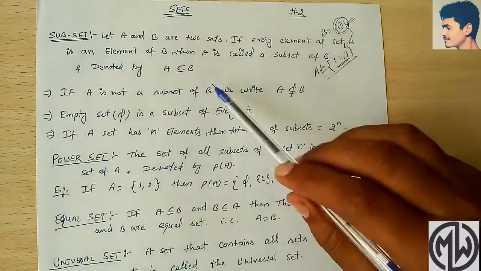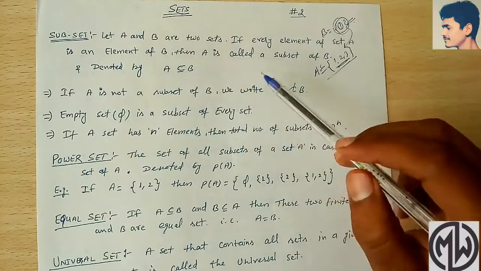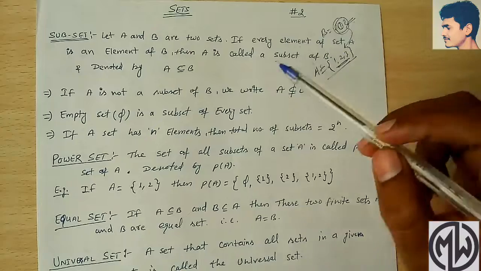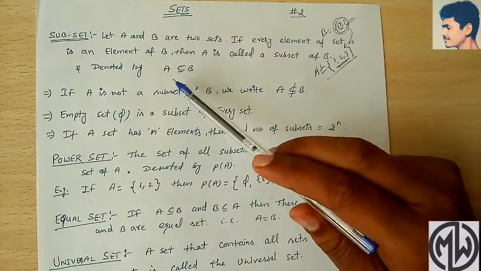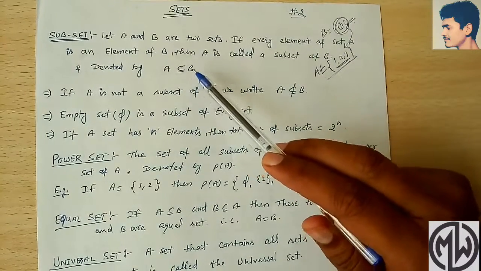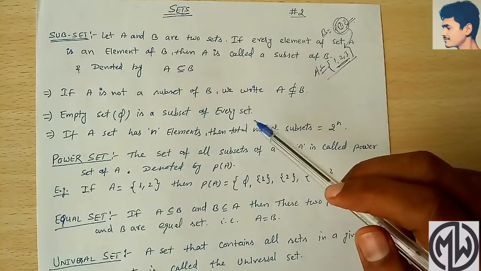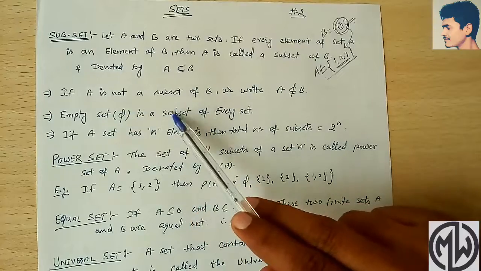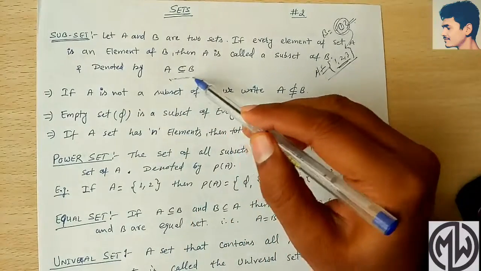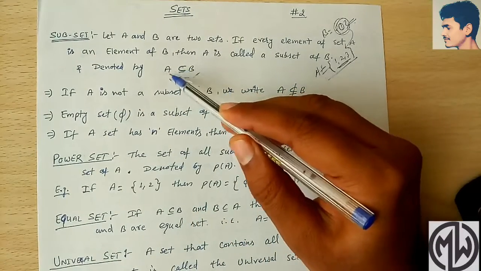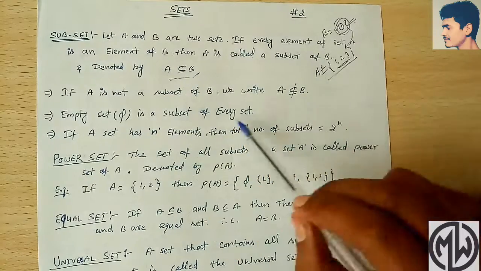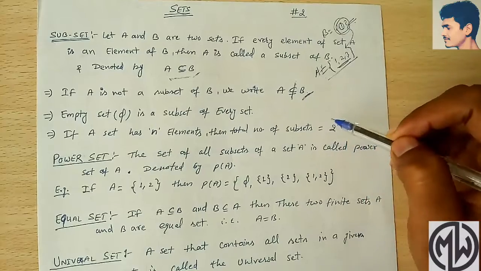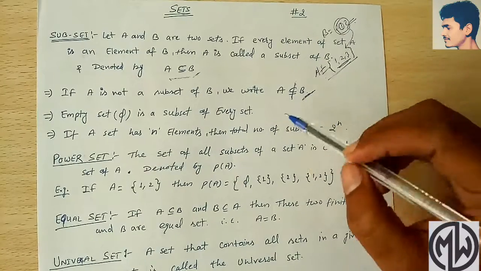If A is a subset of B, that means all elements of A are contained in set B. Then we show this by writing A is a subset of B. Alright, so next, if A is a subset of B, then it is written or denoted by this sign. This is A is a subset of B. If A is not a subset of B, we will represent it like that.